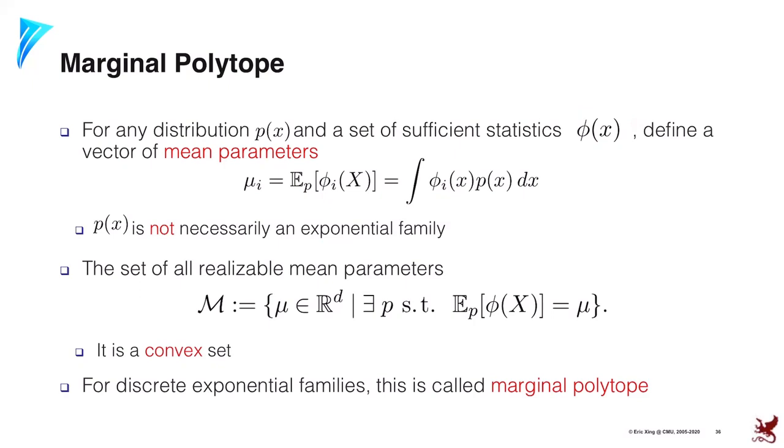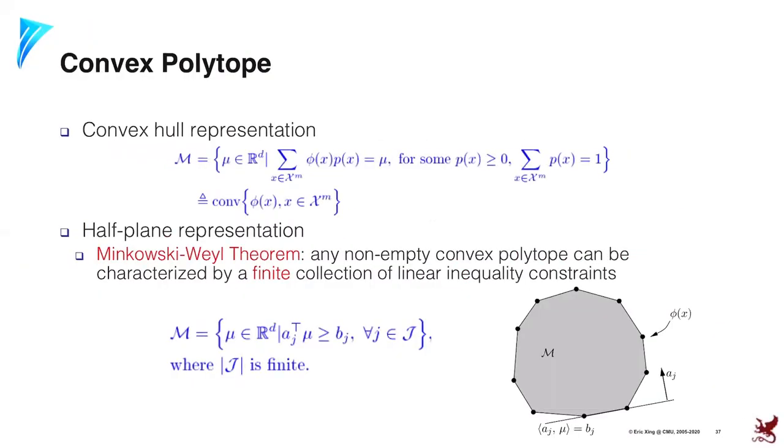And when this p(x) belongs to a discrete exponential family, then this M is actually called a marginal polytope. And then we would know that the marginal polytope M would have the following convex hull representation. And then by using the Minkowski-Weyl theorem, any non-empty convex polytope can be characterized by a finite collection of linear inequality constraints.